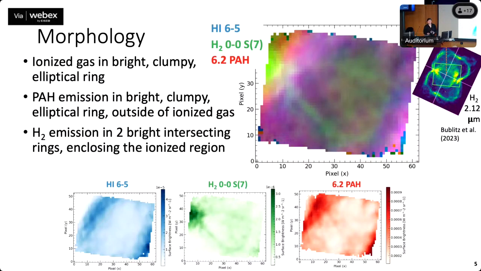Okay, to get a better picture of the different components within NGC 7027, I'll present the morphology in a 3-color image on the right. So first, in blue, we have the ionized gas. This is an H I recombination line, and it takes on the form of a bright, clumpy elliptical ring. Then the PAH emission, which is shown in red, takes on the form of a bright, clumpy elliptical ring, but just outside of the ionized gas. And finally, in green, is the H2 emission, which is in 2 bright intersecting rings enclosing the ionized region. And on the right, you can sort of see a bigger picture of that.